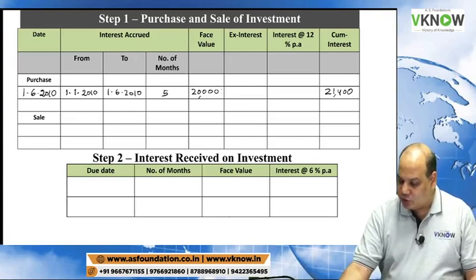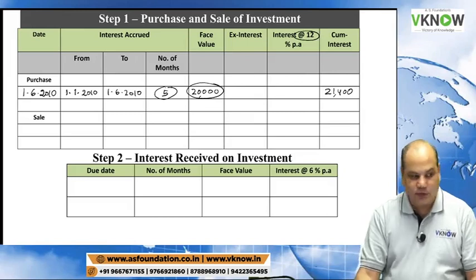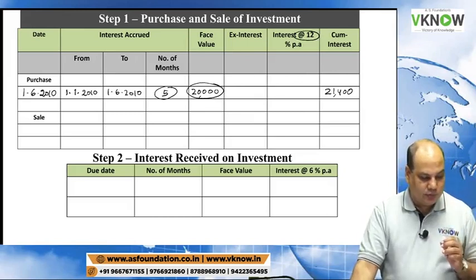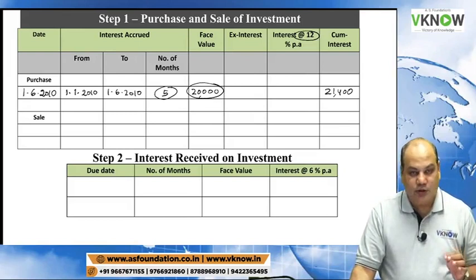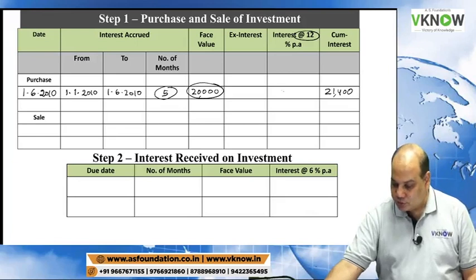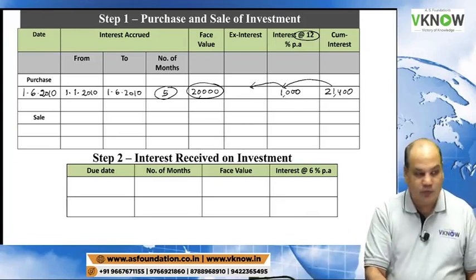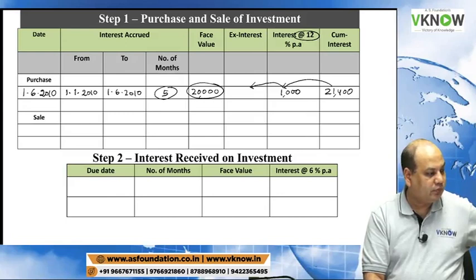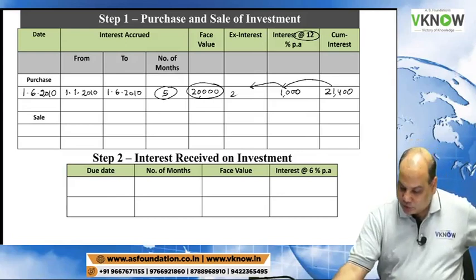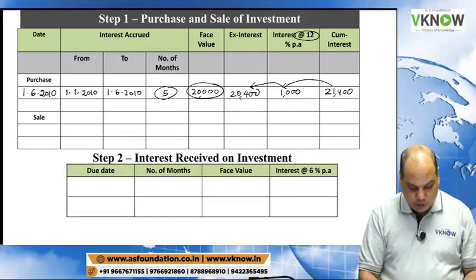Please tell me interest on 20,000 at 12% for 5 months. 20,000 into 12% into 5 by 12. So that comes to 1,000. Do the reverse working. Move backward. Minus 1,000. So your ex interest price will be 20,400.